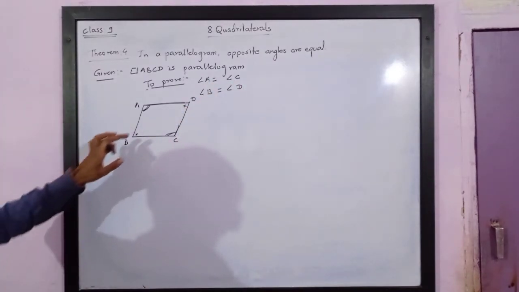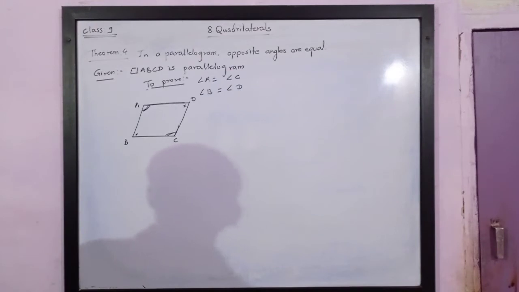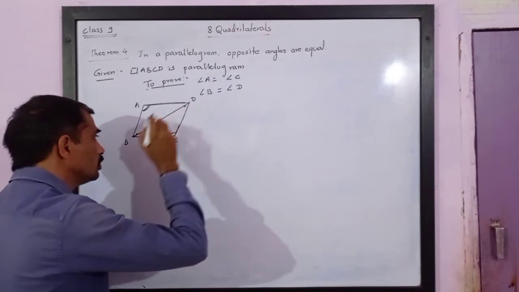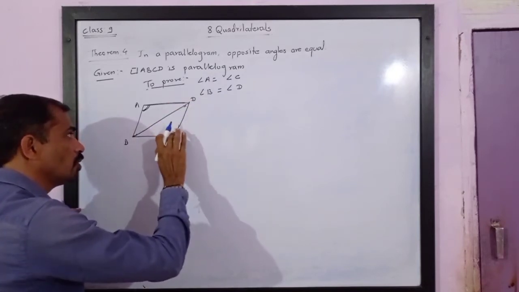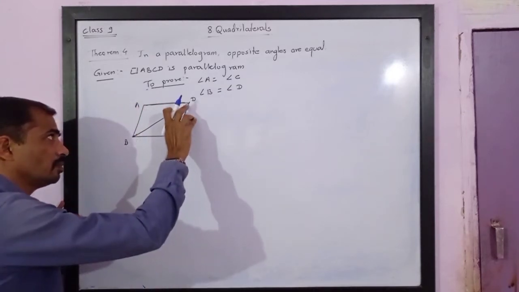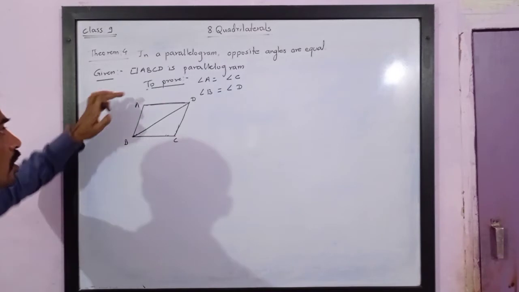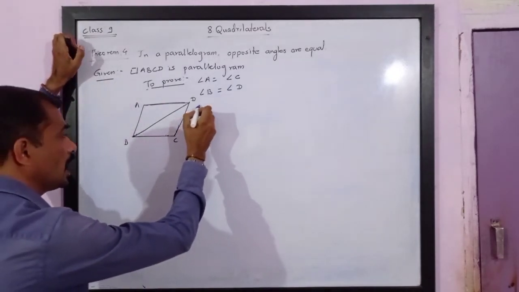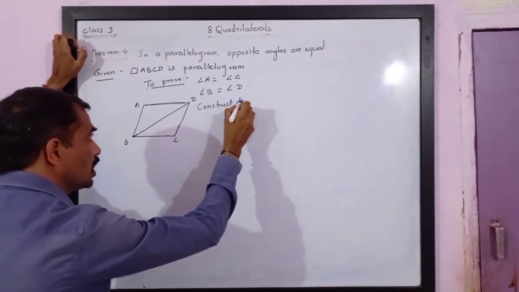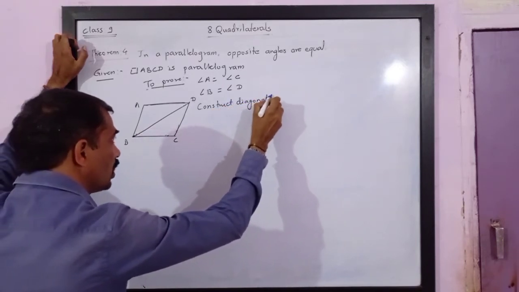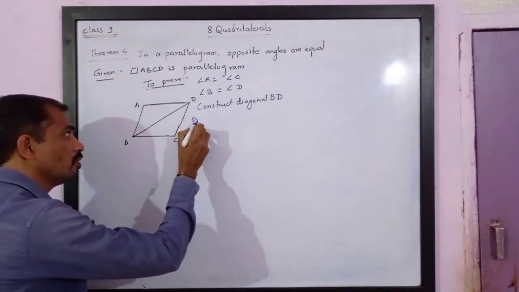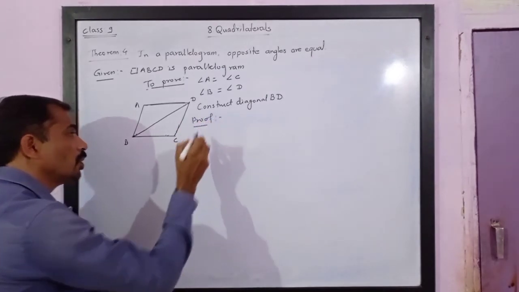So for this also, again we will have to construct any one diagonal. If you construct diagonal BD, so this is what we need to prove. So I will erase from the figure because that is what we need to prove. It is not given to us. Now see, for this again we are doing construction. Construct diagonal BD. Now after construction, for proof, we will proceed as we have proved earlier.